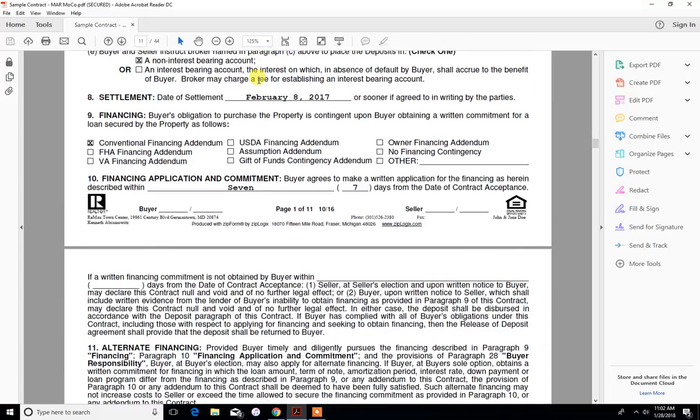Date of settlement is going to be February 8th. We're going to be using a conventional loan. Go ahead and initial here and here. Just as an aside, all the pages of the contract are going to need your initials at the bottom.